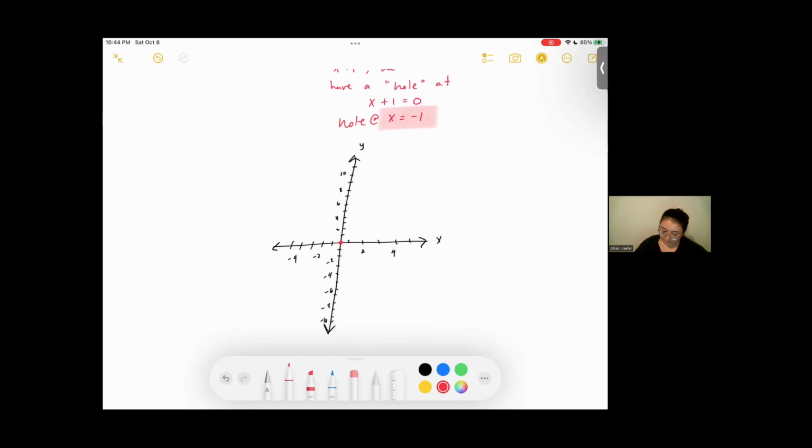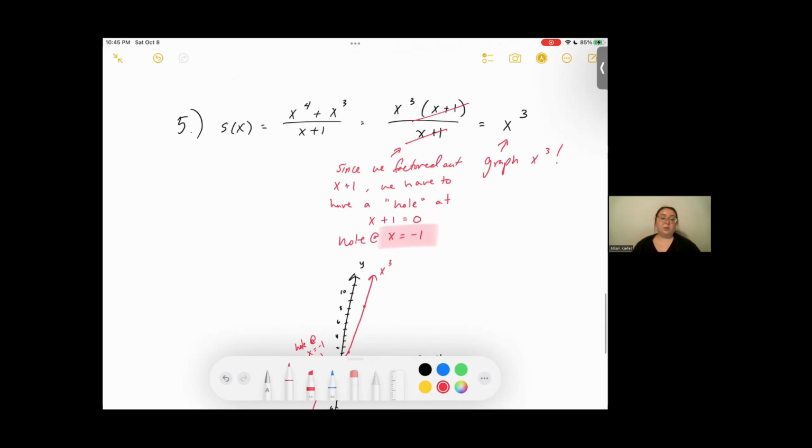Remember, the one thing is that we have a hole at x equals -1. So where x was equal to -1, we would erase that value right there, and we would draw just a big hole instead. And there it is, there's our hole at x equals -1. So that's what our graph would end up looking like.